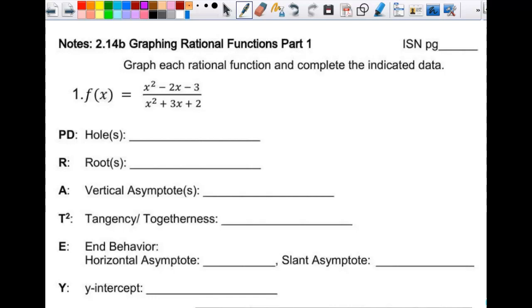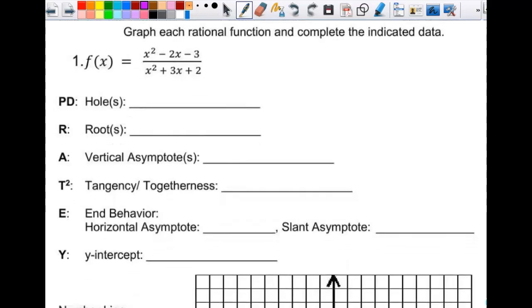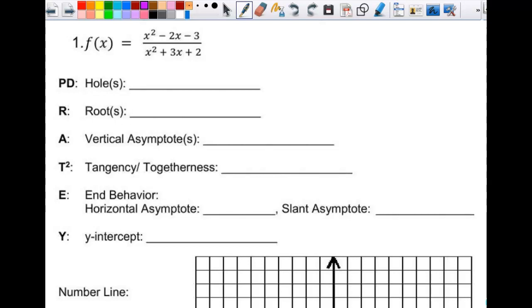We are going to graph two of these today. And so we're going to start with this first one. And the first thing we have to do is factor. So we're going to factor this, and we will get x minus 3 times x plus 1 over x plus 1 times x plus 2.